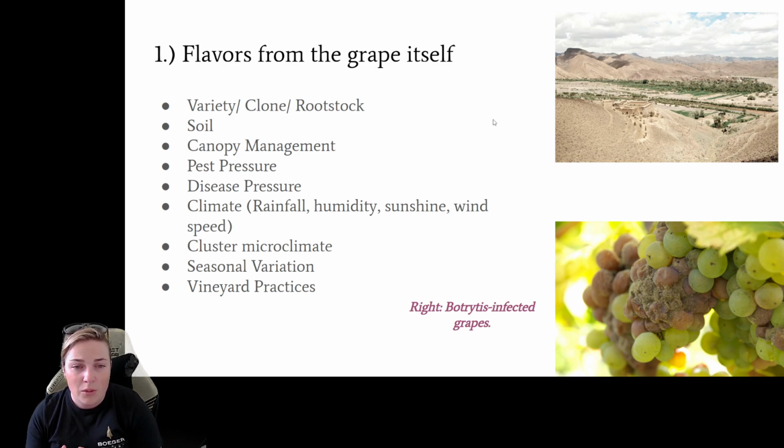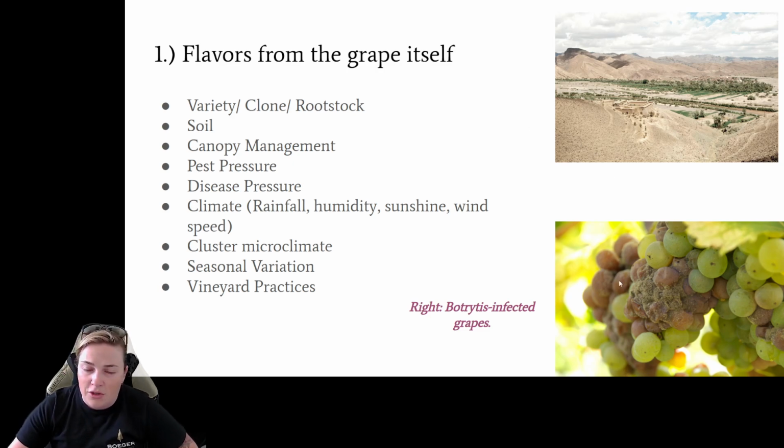Did it become moldy? We have seasonal variations, and we also have just in general vineyard practices. Are you biodynamic? Are you organic? Are you a conventional farmer? These are all things that are going to impact the flavor of that grape when you harvest it, right?